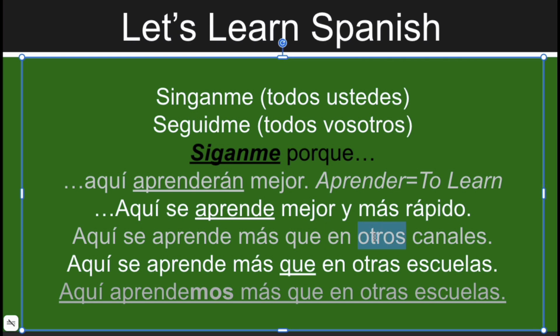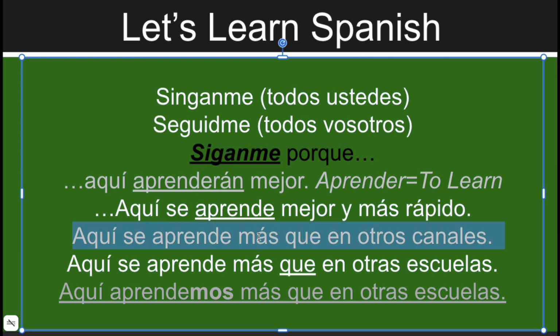Similar, right? En otros, in other canales. En otros canales. What do I mean? En otros canales de YouTube. In other channels of YouTube. In other YouTube channels, for example. TV channels, for example. Or whatever platform you are using. Aquí se aprende más que en otros canales. So here we learn more que en otros canales.